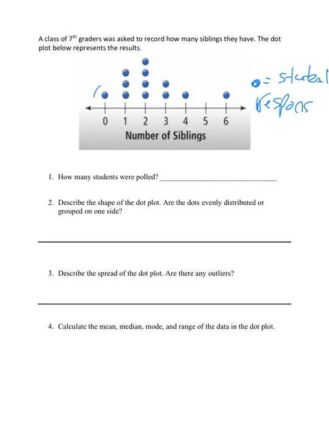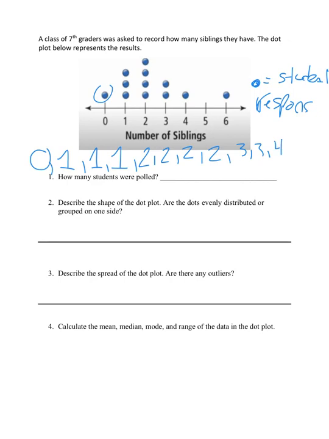So notice we have one dot above 0. That means one student was surveyed and they had 0 siblings. We have 3 dots above 1. That means 3 different students were surveyed and they all selected one sibling. 4 dots above 2, that's going to tell us 4 different students were surveyed and they have 2 siblings. 2 dots above 3, that's going to tell us 2 students were surveyed and they have 3 siblings. 1 dot above 4, so 1 student surveyed has 4 siblings.